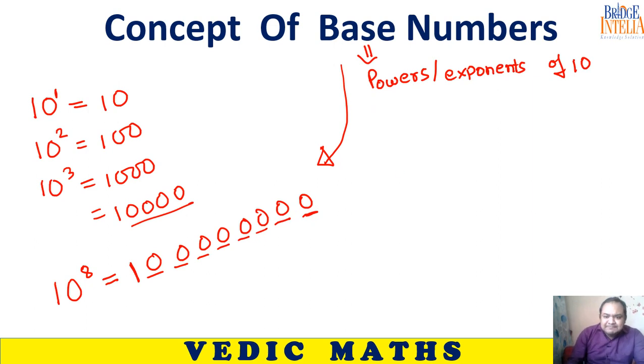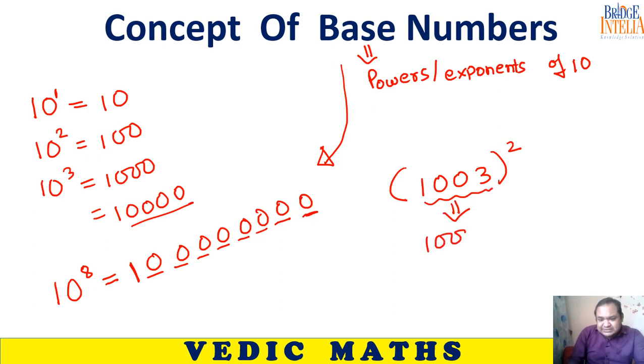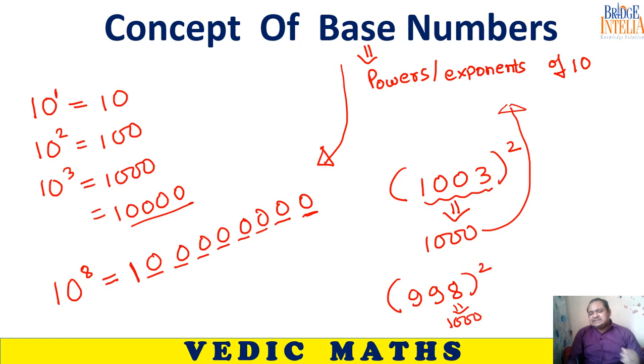For example, 1003 whole square. So just by looking at this number you can understand, oh, this is very close to 1000 and 1000 is a base number. Or suppose I want to calculate 998 whole square. So 998 is also very close to 1000. 1000 is a base number. So this is the trick that we are going to learn now.